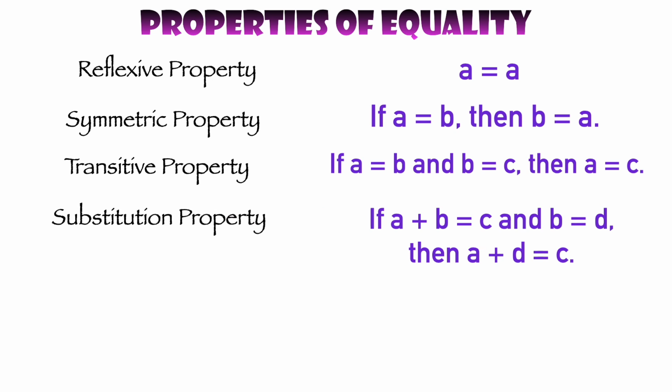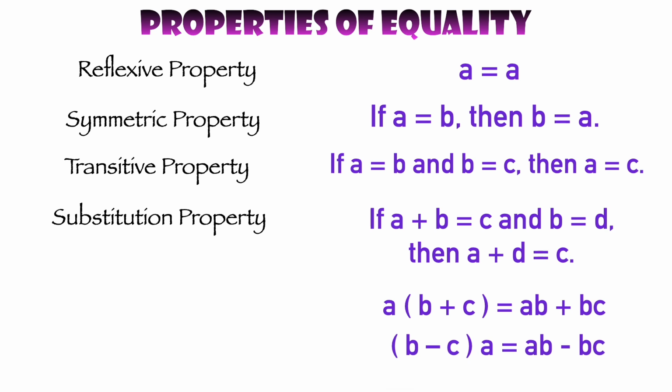Yung iba na pagpapalit ito, yung transitive property ay nagiging substitution property or ang substitution property nagiging transitive property. Magkaiba po yun. Magkaiba sila. Kahit sa statement, tingnan nyo. And A times the quantity B plus C is equal to AB plus AC, or quantity B minus C times A is equal to A times B minus A times C. Ang tawag dito is distributive property.